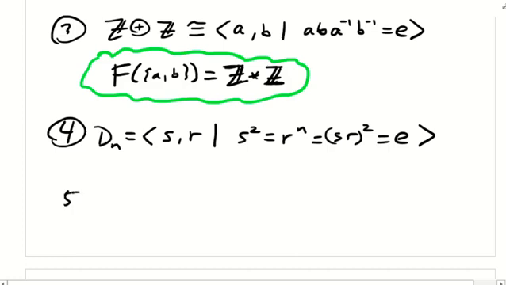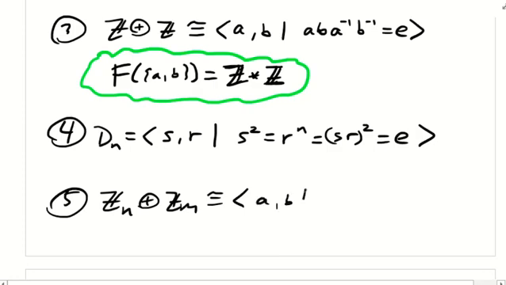What about Z mod N plus Z mod M? We could write this as A, B such that A, B, A inverse, B inverse. So that basically shows that it's abelian, right? That just means AB equals BA. You solve for both sides for the identity.